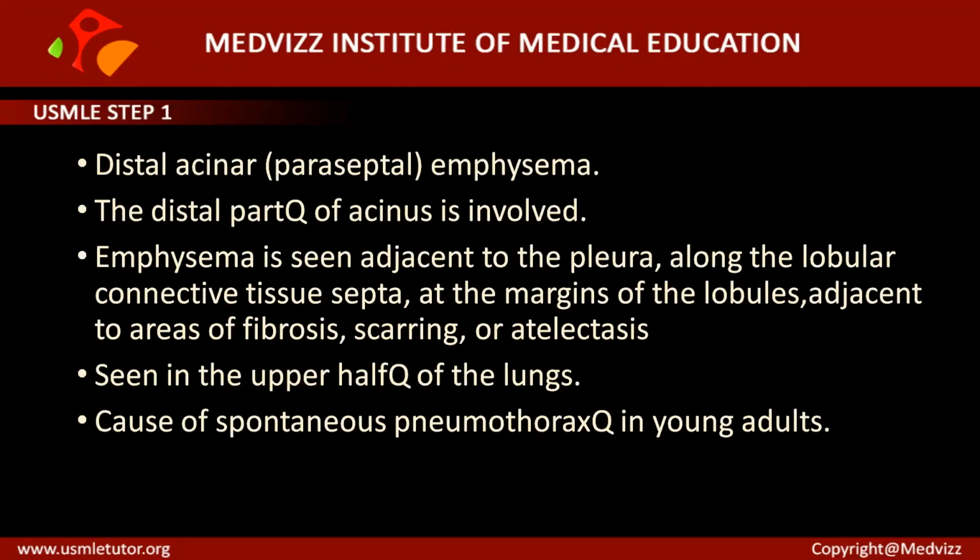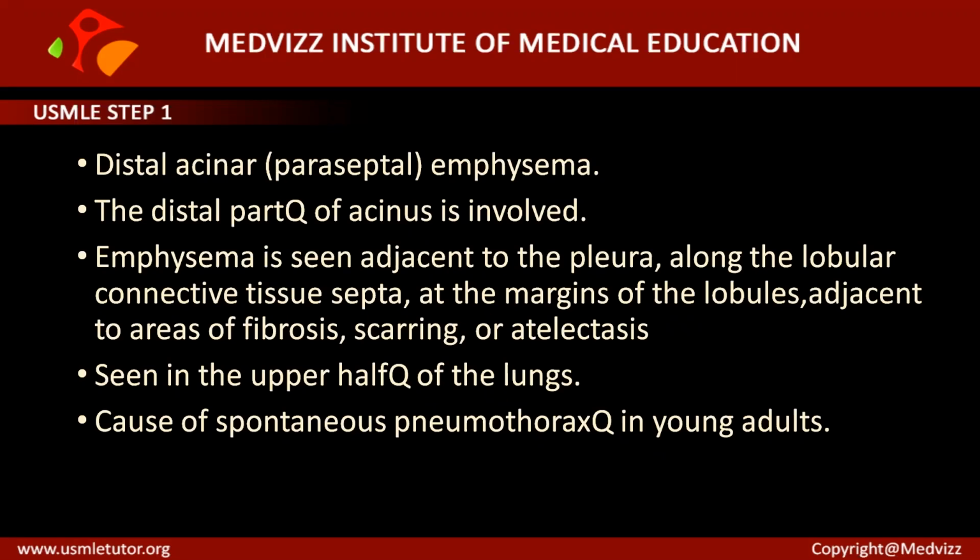So now the next type is called distal acinar emphysema, which is also called paraseptal emphysema. Why are we calling it distal? Because of the anatomical location, the distal part of the acinus is involved, which means the proximal part is spared. Whenever we talk about the distal part of the acinus, always remember that it is close to the margins of the lung, which is adjacent to the pleura.